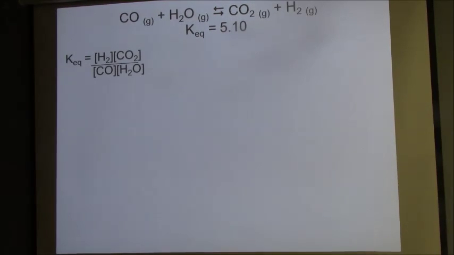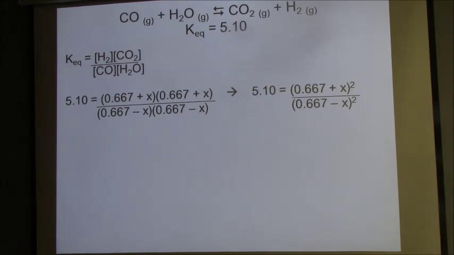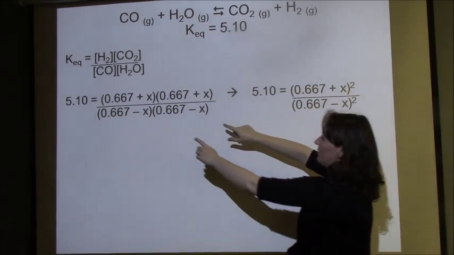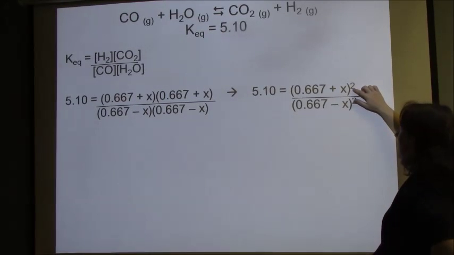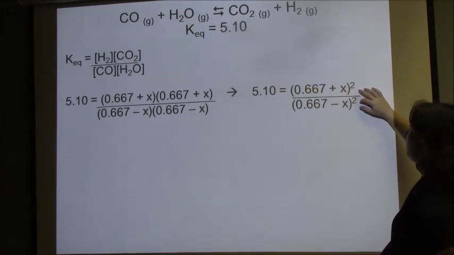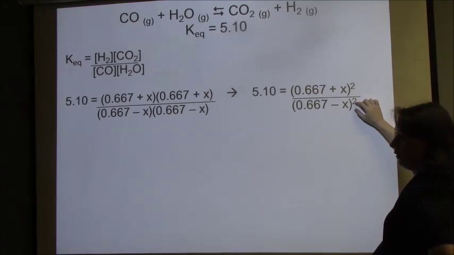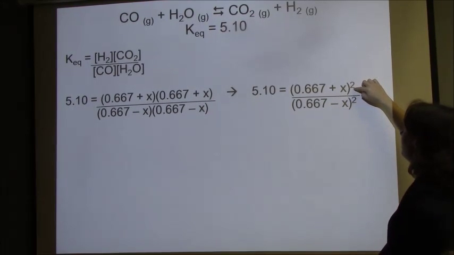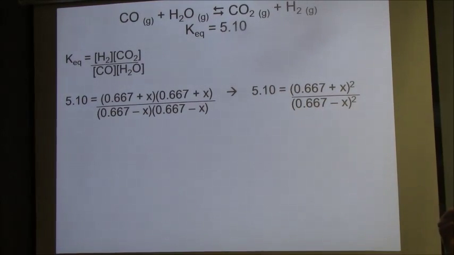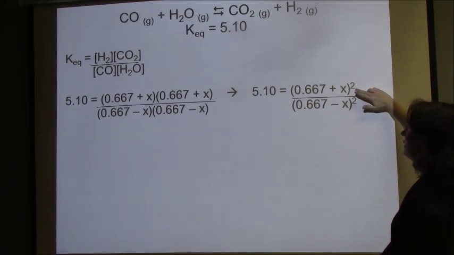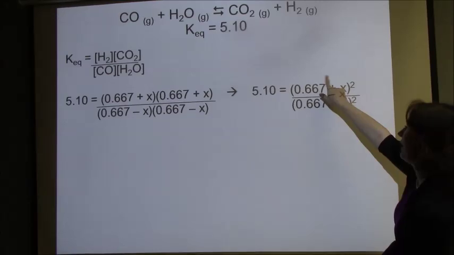So there's my equilibrium expression. 0.667 plus x for that, 0.667 plus x for that, 0.667 minus x for that, 0.667 minus x for that. Now this times this is the same thing as (0.667 plus x) quantity squared, and the bottom is the same from an arithmetic standpoint. So now I can really simplify my math because the top is being squared and the bottom is being squared. You can only do this if both the top and the bottom are being squared. If one of them was being squared and the other one wasn't, you can't do this. But because both are squared, I can just take the square root of both sides and it simplifies my math. So I take the square root of both sides.